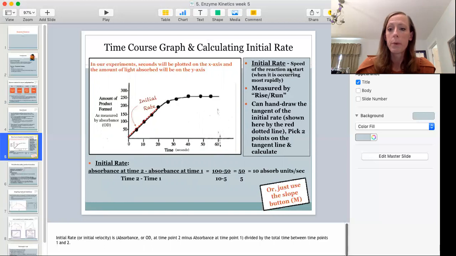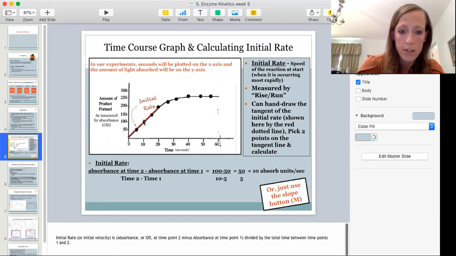So what we want to look at then when we have this time course is the initial rate, the rate at the start of the reaction when it's occurring most rapidly. And to measure this, we use the concept of rise over run. So change in y, change in our y-axis, so change in the amount of the product formed over the change in time, which is on our x-axis. So change in y over change in x, okay? Rise over run, okay? And you can hand calculate this by just picking 2 points in this initial rate zone.